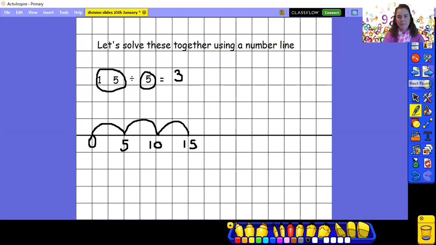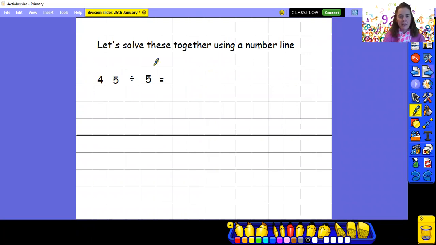Well done. Okay, let's have a look at another example. 45 divided by 5. We're saying how many 5s go into 45. 45 is our target number. So we're going to start on which number on the number line? You're right, 0. Well done. So we're going to count in lots of 5 until we get to 45.